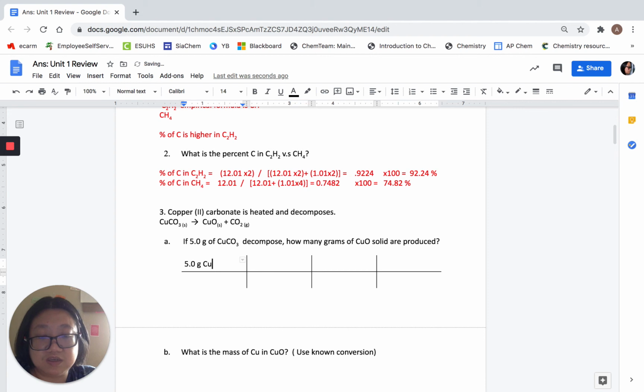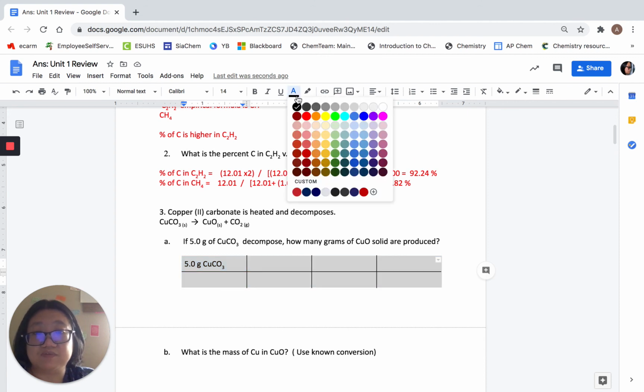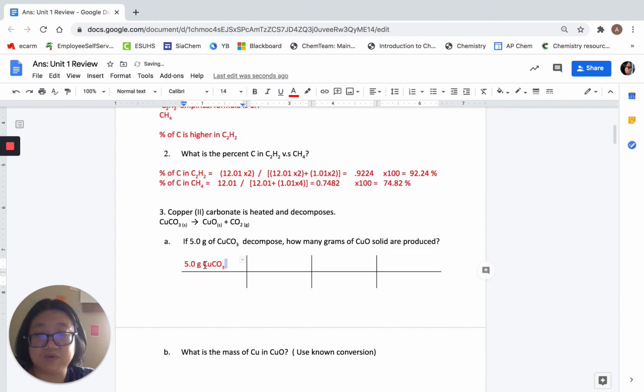Gram CuCO3. Okay, so what you're going to do next is convert it until you end up getting CuO. That's pretty much what you're doing. So again, let's keep going until we end up with CuO as a mass. Let's first convert gram to mole. That is going to be 1 mole because it is the molar mass.